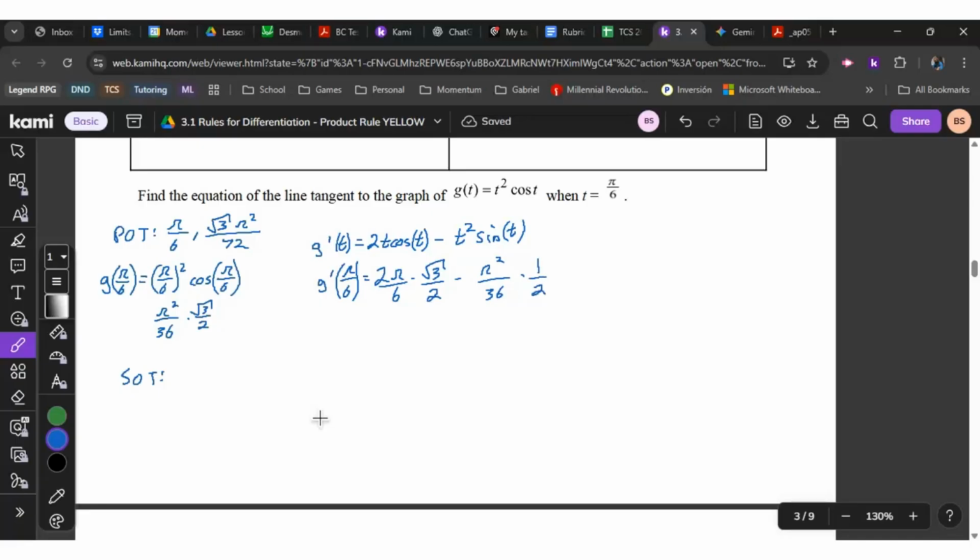Can I combine a bunch of this to make it simpler? I mean, I can at least combine the fractions, right? So this 2 cancels with that 2, and I'm going to get root 3 pi over 6 minus pi squared over 72. That's my SOT. Or I guess we could put it together. You want me to put it together? No. Ouch. I'm going to put it together. So, or we could change this one to be over 72, which means we need to multiply it by 12. So we'd get 12 root 3 pi minus pi squared all over 72.